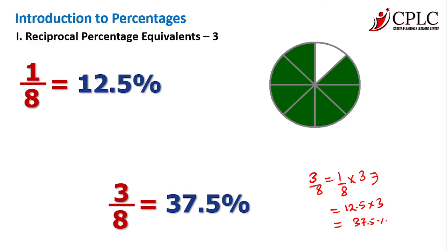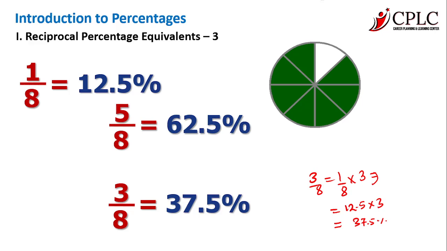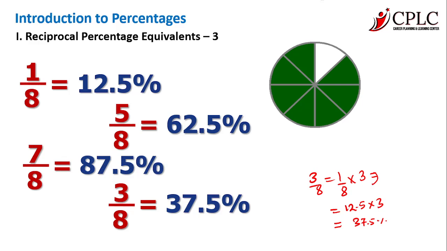So for example, the next number is 5 by 8. 5 by 8 ideally will come when you do 1 by 8 into 5. 1 by 8 is something which we know already, which is 12.5. So 12.5 into 5, if we do, we get 62.5 percentage. Then we have 7 by 8. 7 by 8 will be obviously 1 by 8 into 7, which is 12.5 into 7, which gives us 87.5 as the answer basically. So this is how we can find out this particular group of 1 by 8, for example.